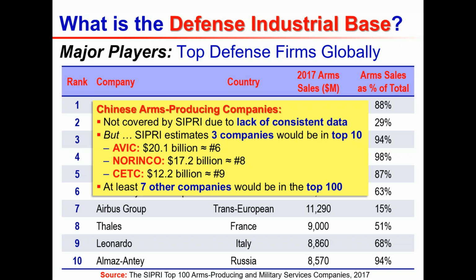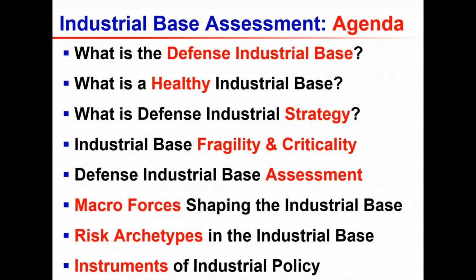AVIC, about 20 billion, would be roughly number 6 in the world. Norinco, about 17 billion, would be number 8. CETC, about 12 billion, would be number 9, right? So they would have 3 in the top 10, and at least 7 other companies would be in the top 100, right? So Chinese arms producing companies, although there's not good data about them, when you look at these lists, when they're excluded, understand that they're excluded for data reasons, not because they don't actually make the list. All right, so that's the idea of what is the defense industrial base, including some individual players, right?